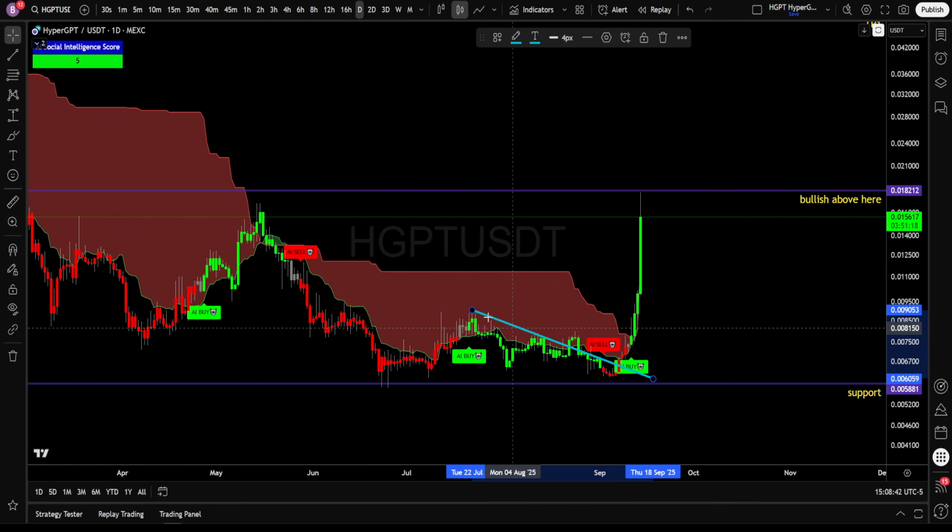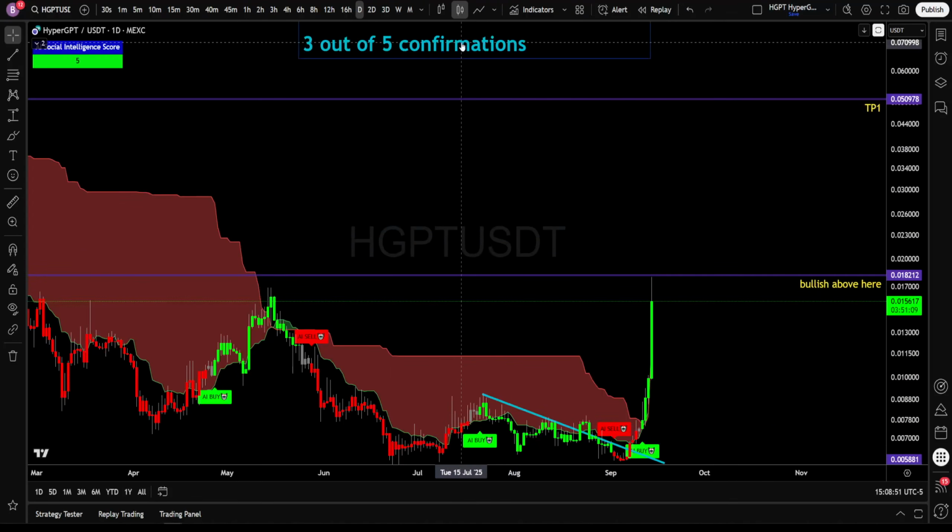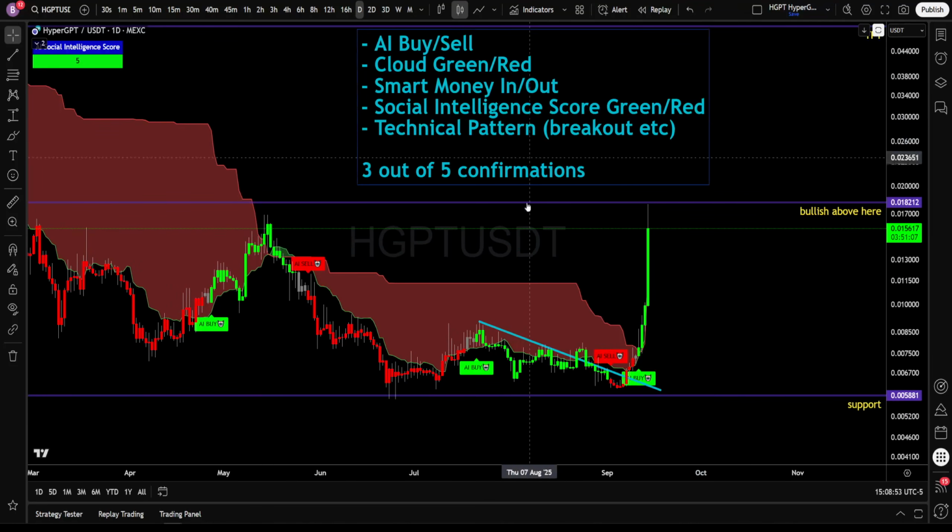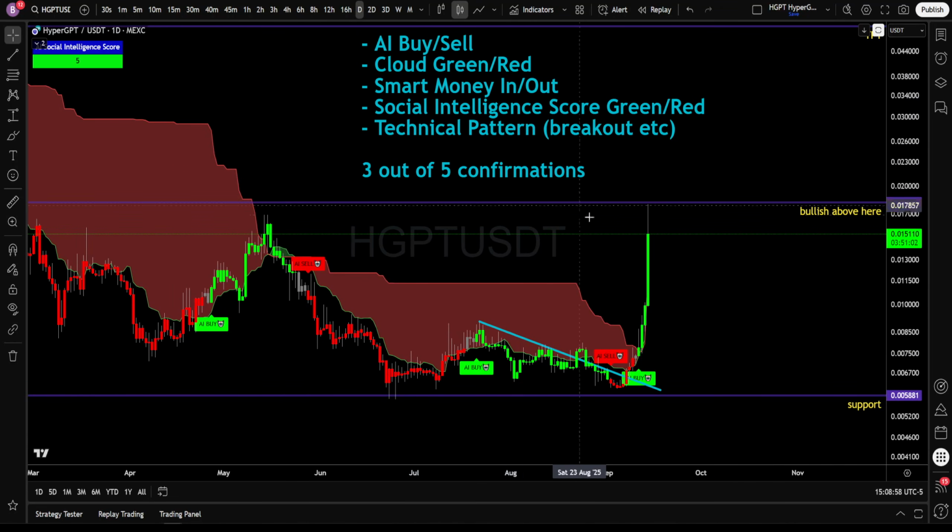You're just connecting 2 peaks right there. This was kind of like a fake out right here, but it did break above that. So this is that other confirmation here. That's your technical pattern that you had a breakout. And you know, that's really 4 out of 5 confirmations, right?